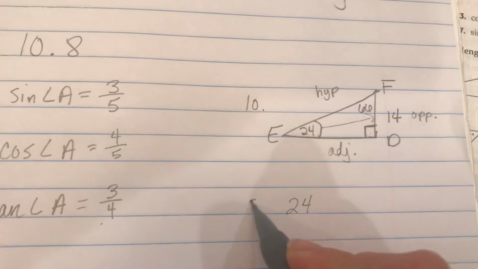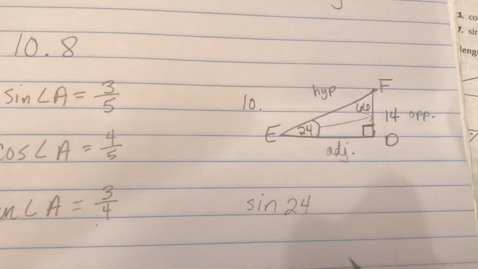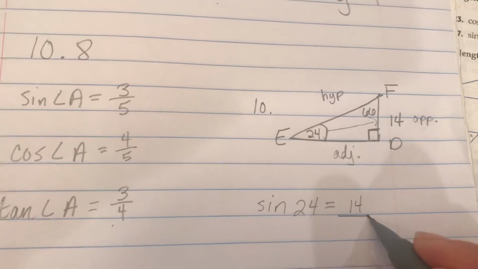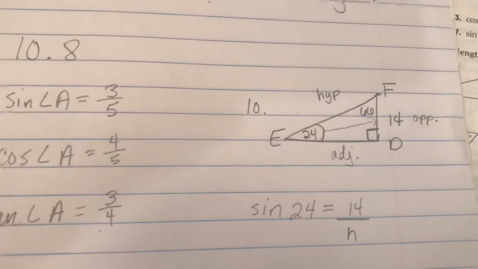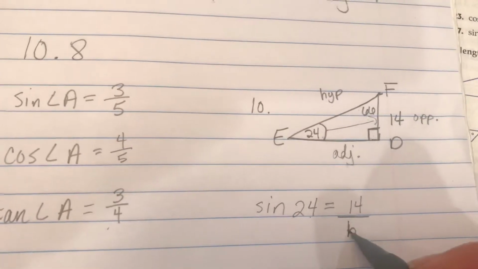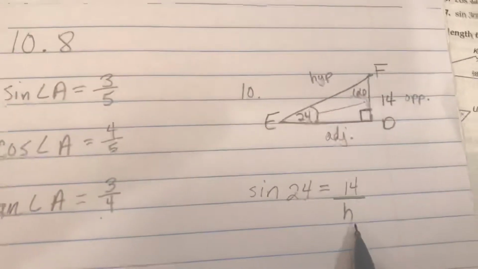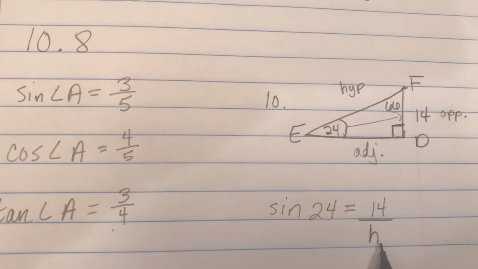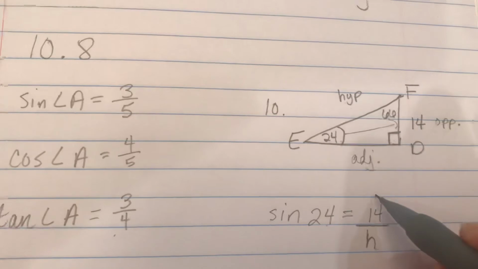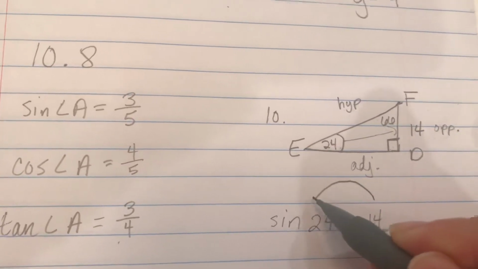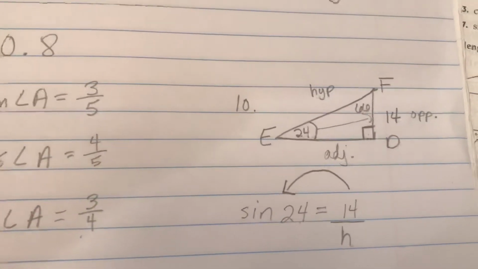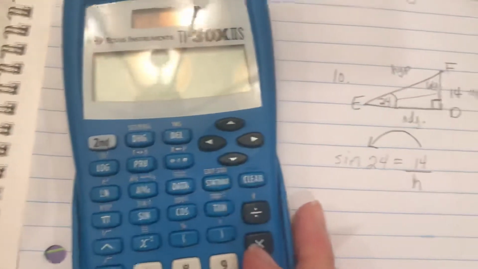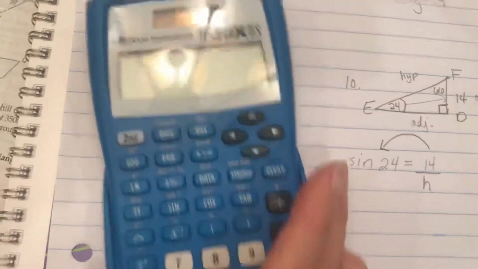So I'm going to say the sine of angle 24 equals opposite over hypotenuse. And I don't know the hypotenuse, so I'm going to write h. Now, if the variable of what you're looking for is on the bottom, then what I want you to do is this number divided by that number, okay? So on your calculator, I'm going to type in 14 divided by the sine of 24.